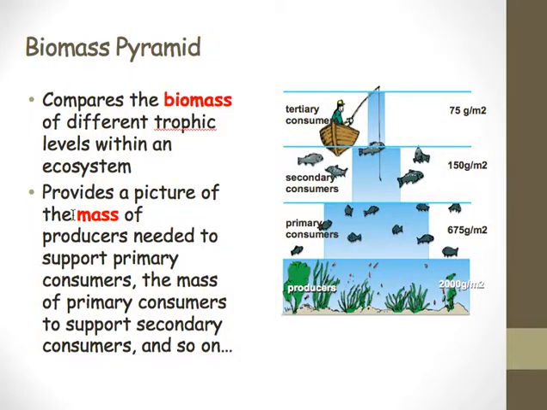So here we have a biomass pyramid, and this is going to compare the biomass of different trophic levels within an ecosystem. So it provides a picture of the mass of producers needed to support primary consumers, the mass of primary consumers to support secondary consumers, and so on.